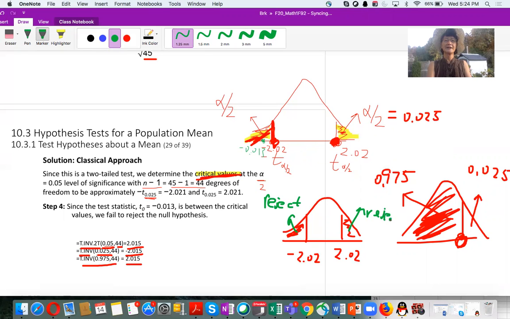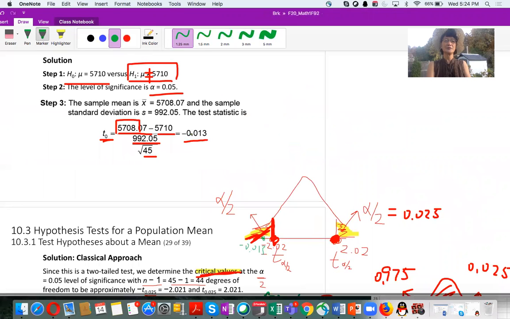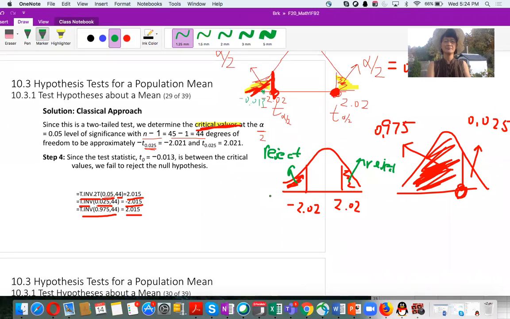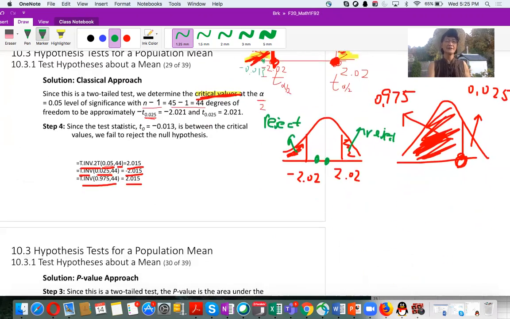Now, locate your test statistic in this diagram. The test statistic is negative 0.013, maybe here, because this one is 0. So this is your test statistic. Obviously, the test statistic is not in the rejection region, so you do not reject H0. This means the population mean is 5,710. So this is the classical approach.